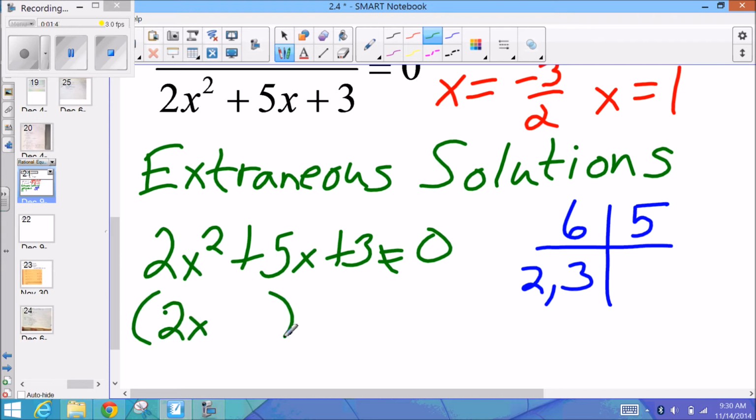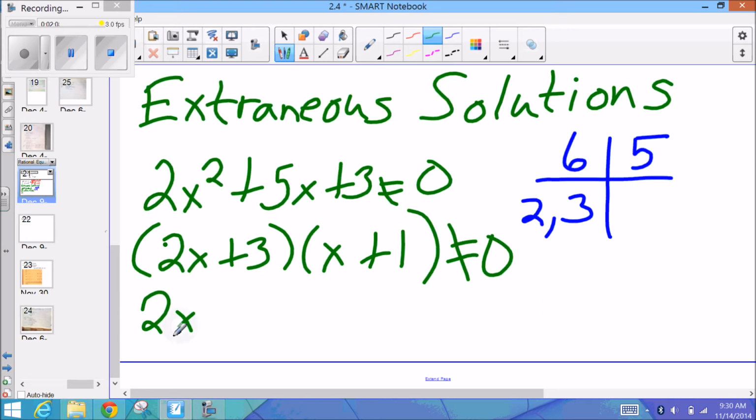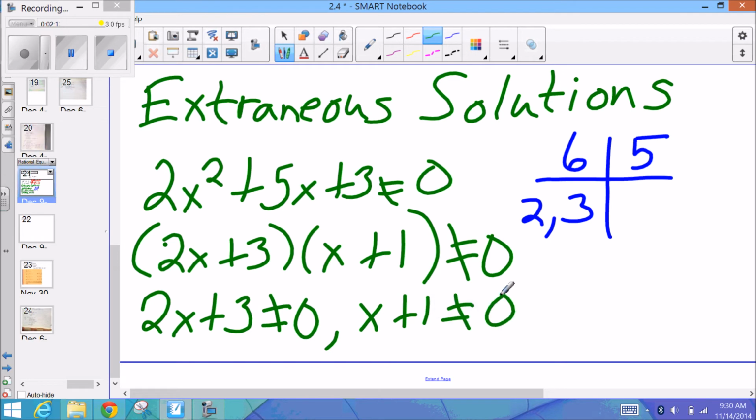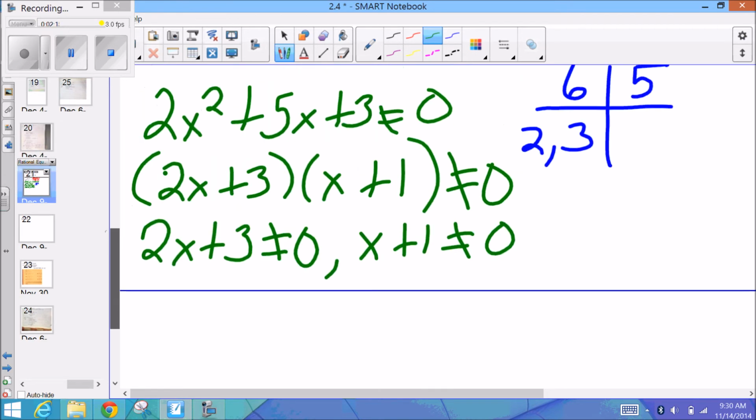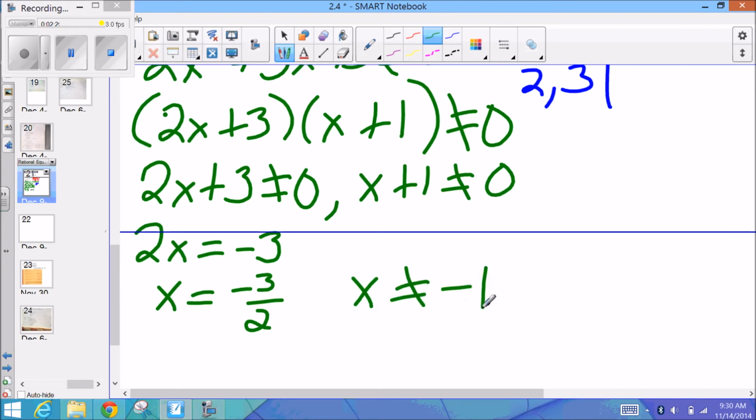First times first has got to be 2x times x. Outer times outer has to be +2, so 2 times 1. Inner times inner has to be +3, so 1 times 3. I'm going to set both of those factors not equal to 0, and then I'm going to solve both of those inequalities. I'm going to subtract 3 and divide by 2. So I've got two values that would make the denominator 0.